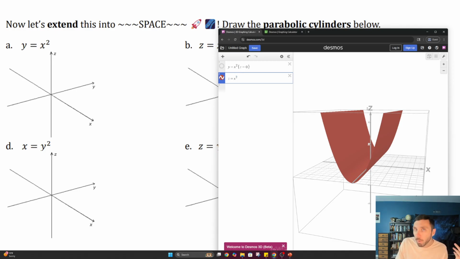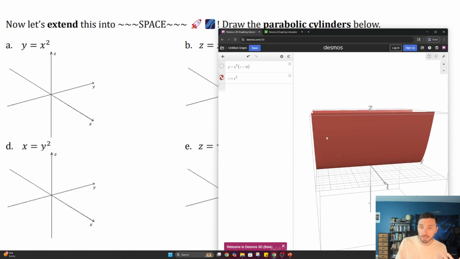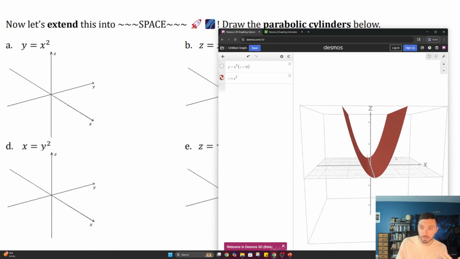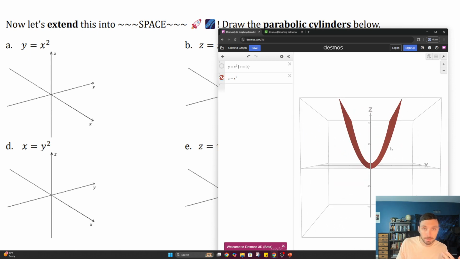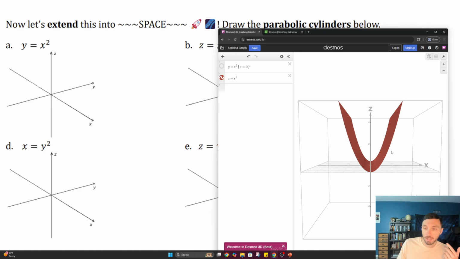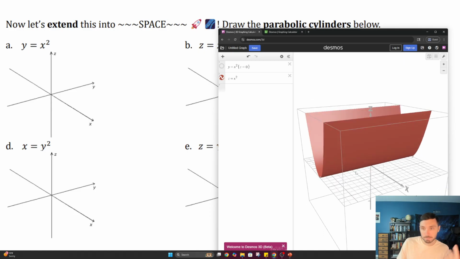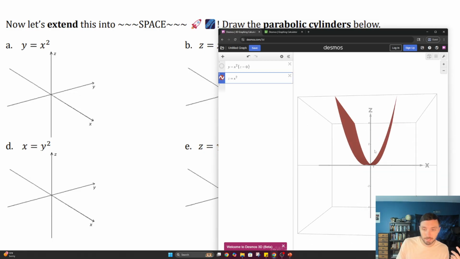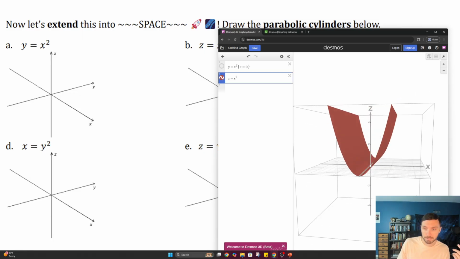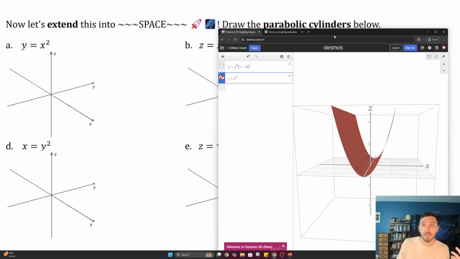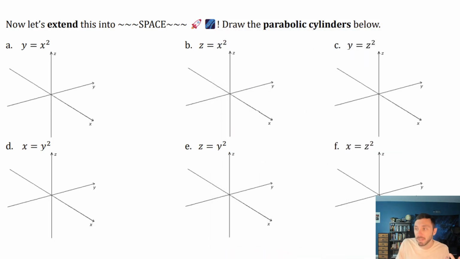So y can be 4, y can be 10, it doesn't matter. Y gets this freedom. That's why you have this forced shape that this equation establishes for x and z, but y has no impact on the equation. So you get a cylinder that is, we'd say, parallel to the y-axis. Well, each of these are going to look the same way, but they're going to be pointing in different directions. So try to establish some sense of grounding here.